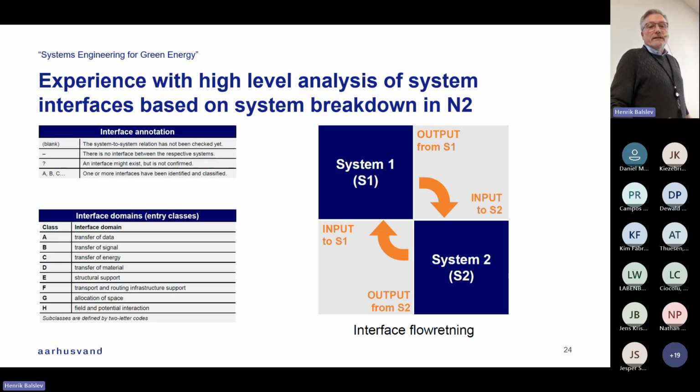And we also have annotated the interfaces about the knowledge. What do we know? Blank means we don't actually know at the moment if there's an interface or not. Minus means there is no interface between the systems. A question mark means we think there is an interface, but we are not yet familiar with the kind of it or what it actually consists of. And then if we know that there is an interface, then we classify it like in the table in the bottom here.